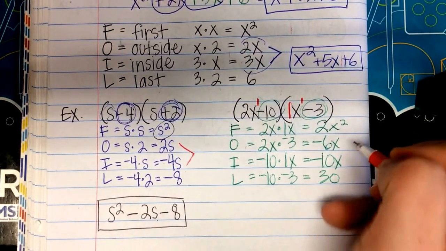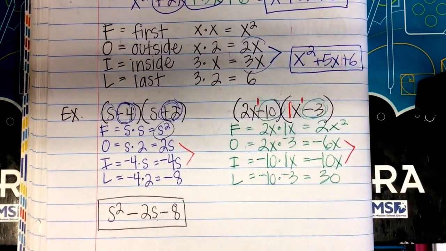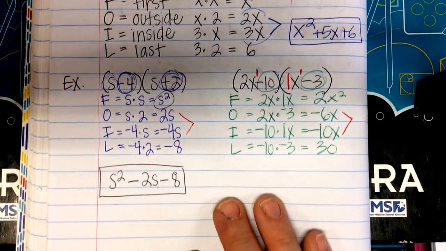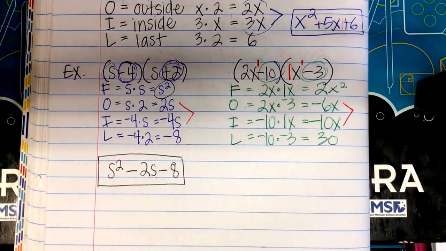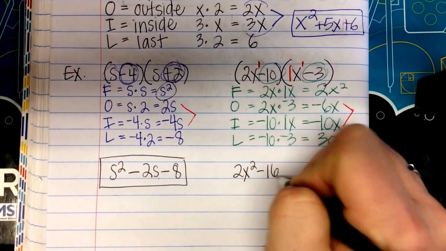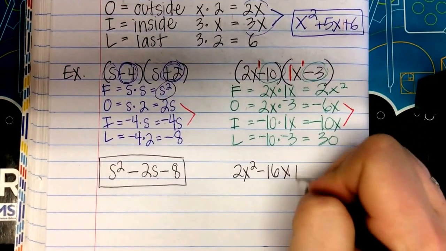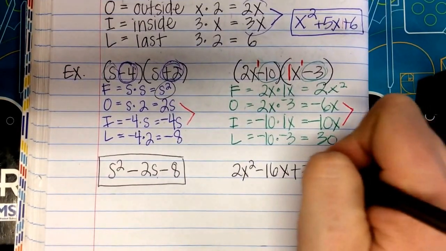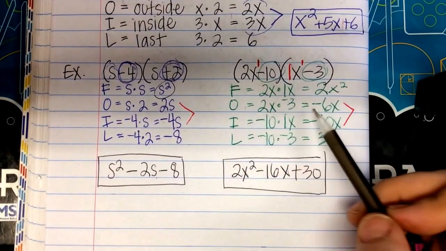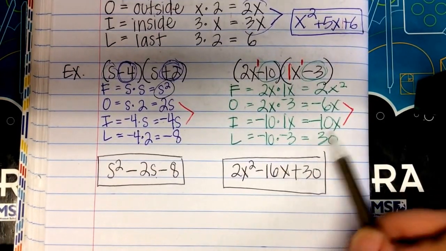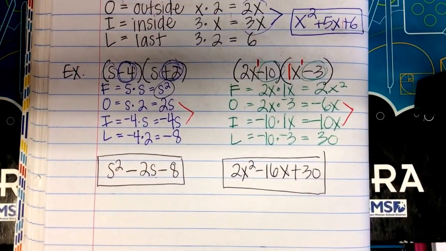99% of the time, these two go together. Who can tell me the final simplified answer? Corbin? 2x squared minus 16x plus 30. Do you guys agree? -6x, -10x make -16x, plus 30. Looks good.